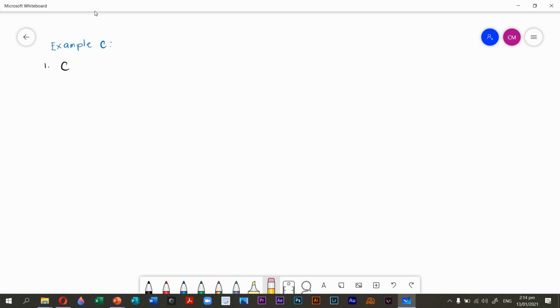Example C. We're going to start with writing the symbol for carbon and then the atomic mass for it, which is 12. Remember, we're supposed to use the atomic mass rounded to the nearest ones, so it should just be a whole number. Tanggalin natin yung decimal, i-round up natin siya. So it's going to be 12. And then the atomic number is 6.